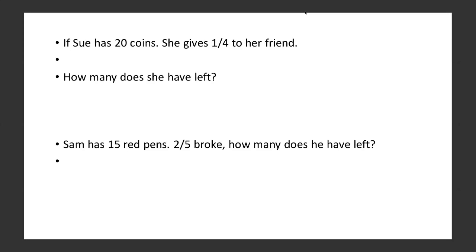Okay, I'm going to give you a few minutes to work these out. So pause the video and try to work these out. When you're ready, unpause and see if you got it right.